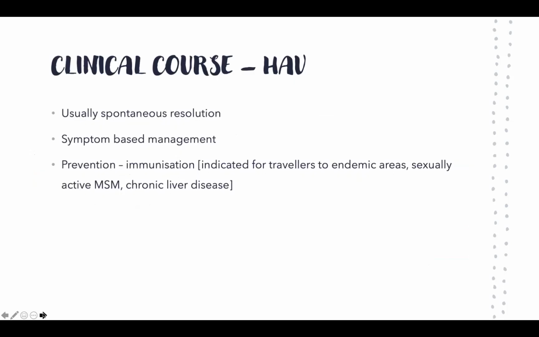So clinical course of hepatitis A virus. Usually this is spontaneous resolution, and we should only be managing the symptoms. In terms of prevention, immunization, especially for travelers going to endemic areas where it's more prevalent, sexually active, especially men who have sex with men, and chronic liver disease patients, especially those with hepatitis B and hepatitis C, and just chronic liver disease as well, as this can further have an impact on the disease, which is already impaired. The liver is already impaired. We want to prevent any further impairment.